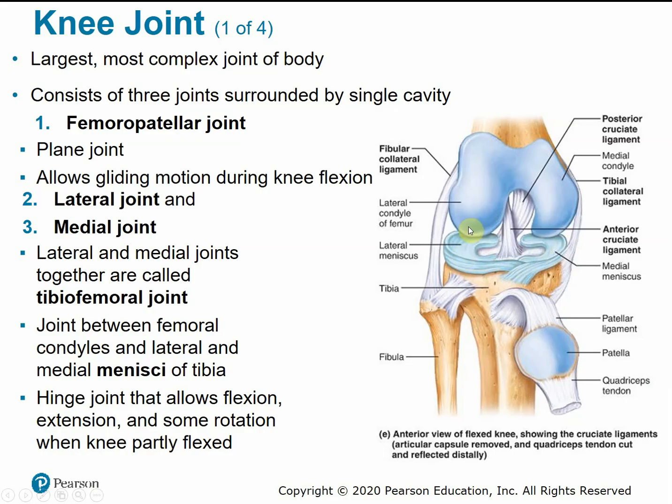So the knee is classified as a hinge joint, but it does allow some rotation when the knee is partially flexed. So when your leg is straight, your knee's locked, you can only flex and extend. You can't rotate your knee. But if you flex your knee, bend your knee a little bit, then your lower leg, you can rotate a little bit in those small circles.